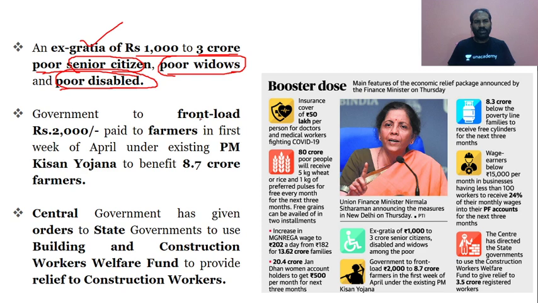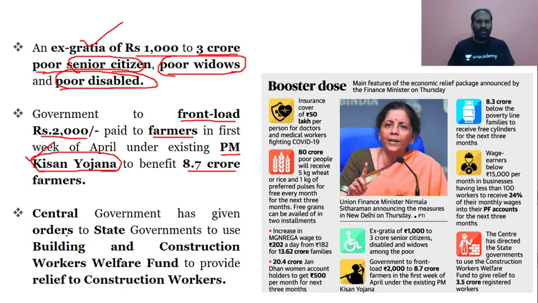You also have the government going ahead with front loading rupees 2000 paid to farmers in the first week of April, under the existing Pradhan Mantri Kisan Yojana. This is again important from the prelims point of view. Under which among the following schemes has the government front loaded rupees 2000 to farmers in the first week of April in regards to the economic relief package? It is the Pradhan Mantri Kisan Yojana. This is again very important for your prelims point of view, to benefit 8.7 crore farmers.